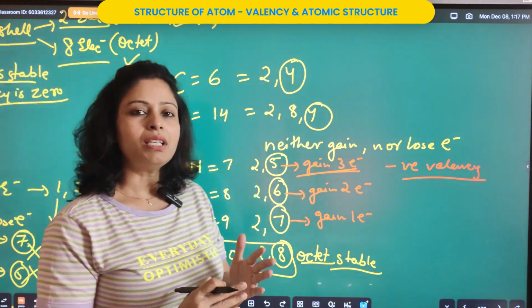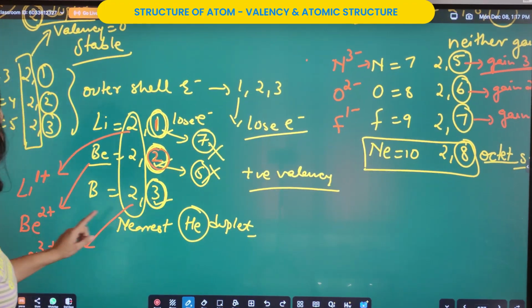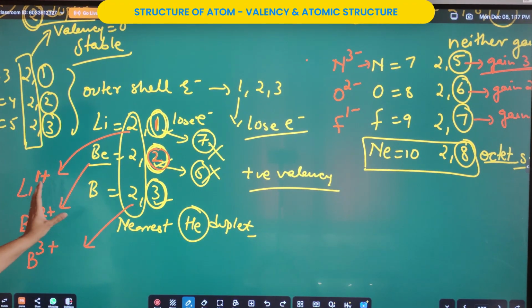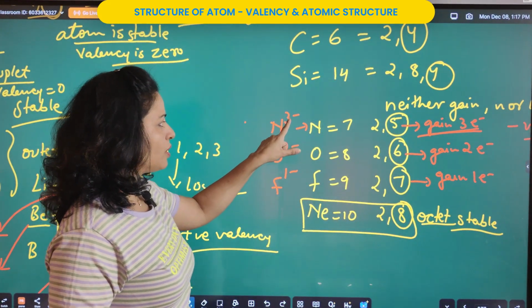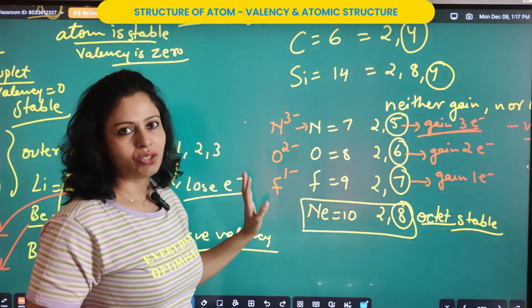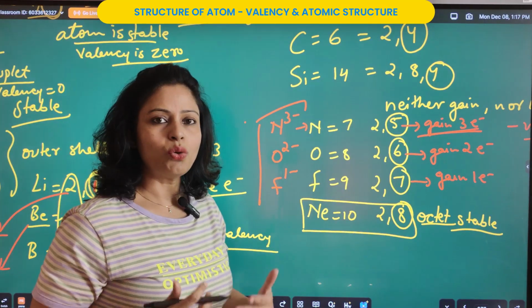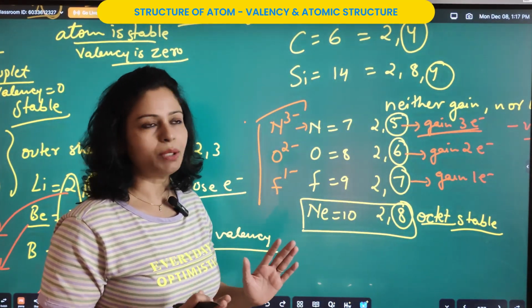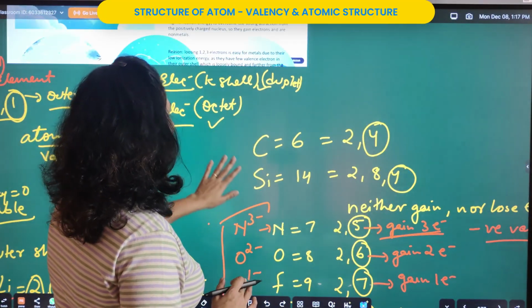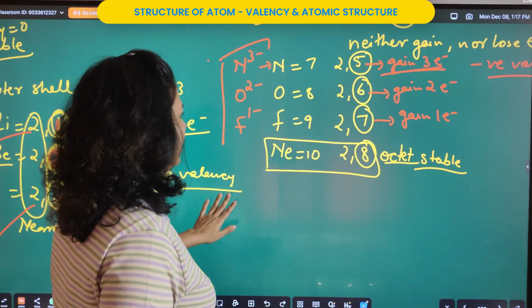So whenever an element is losing electrons, they will have positive valency. How many electrons they lose, that much will be the valency with the positive sign. When they gain electrons, you have to write how many electrons they are gaining with the negative charge. So this is how we learn the valency. When you know the electronic configuration, you are able to easily write the valency of that particular element. So like that you can write the valency of other elements also.